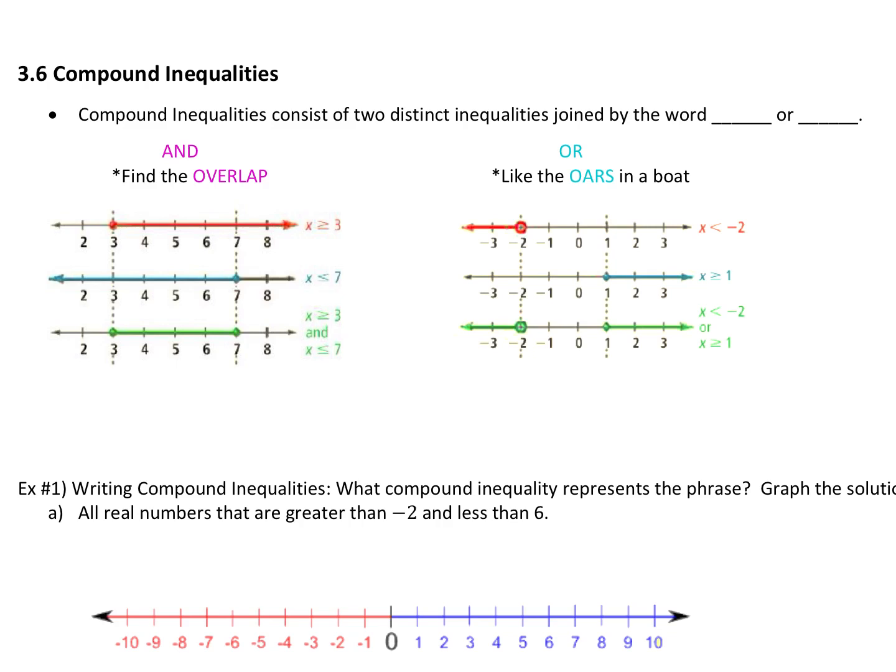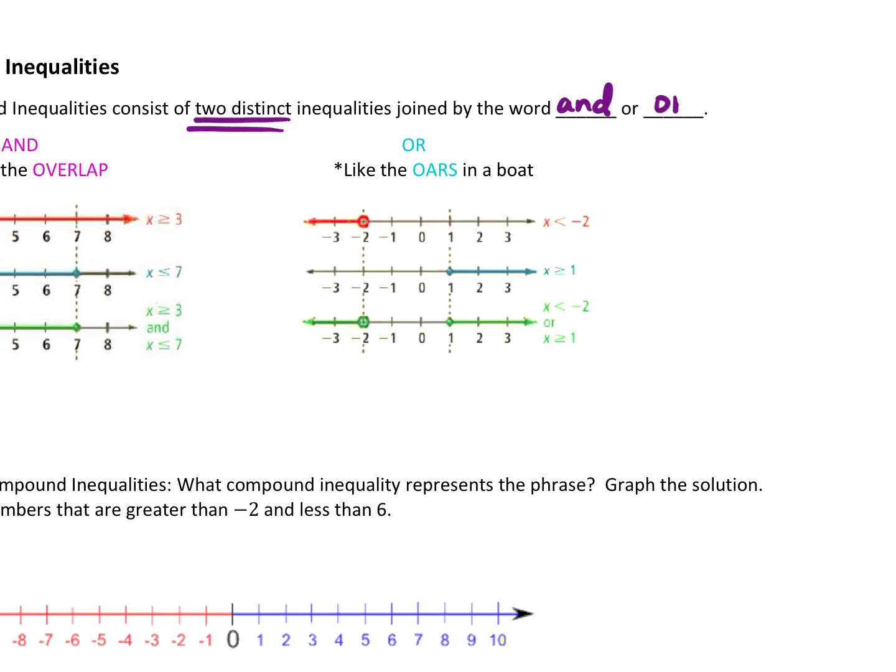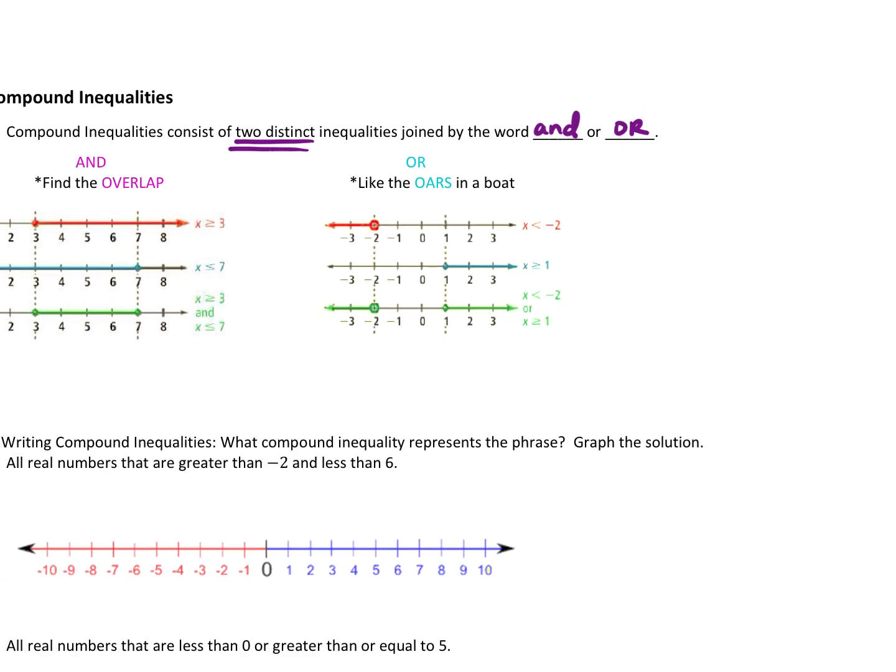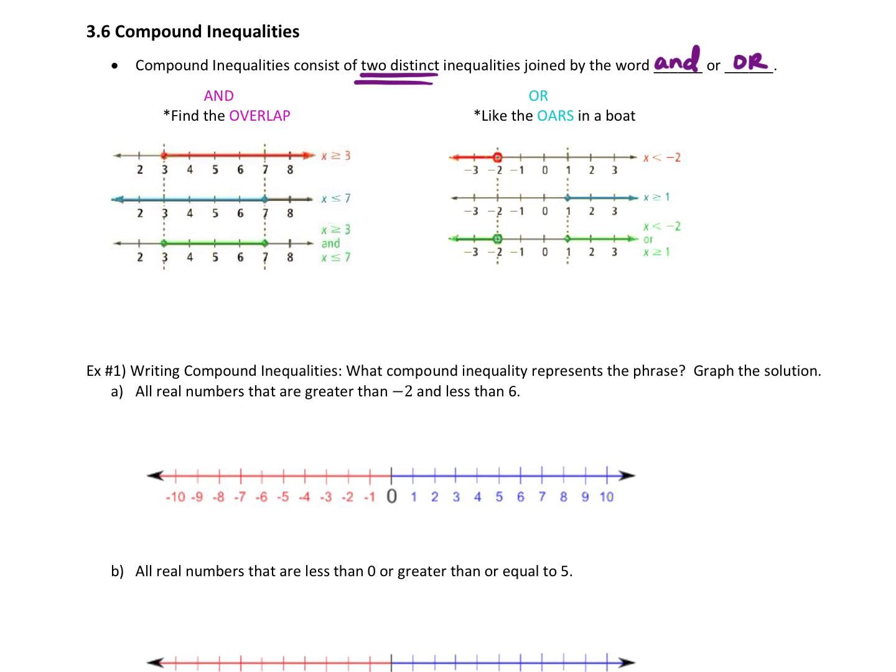So 3/6 is compound inequalities. Okay, so we've been working with inequalities where your final answer comes out to x is less than 11 or x is greater than or equal to 16. Compound inequalities is just basically saying we have two different inequalities that are either joined by the word and or the word or. Okay, so and or type of situations.